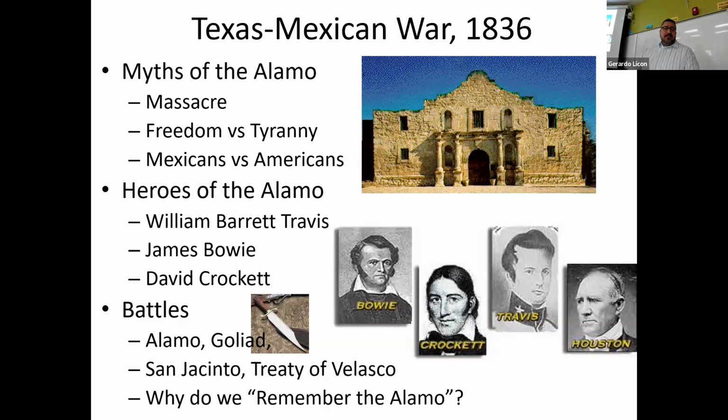Another one of the myths is when it's portrayed as a race war, a war between Mexicans and US citizens. When in fact, there were also Tejanos, Mexican Texans, that sided with the US citizens and wanted to break away from Mexico, wanted Texas to become independent.